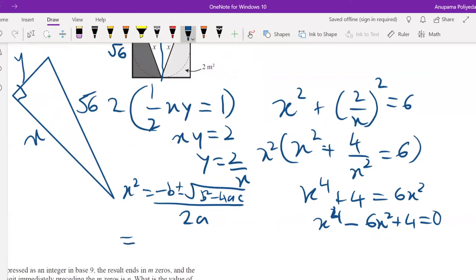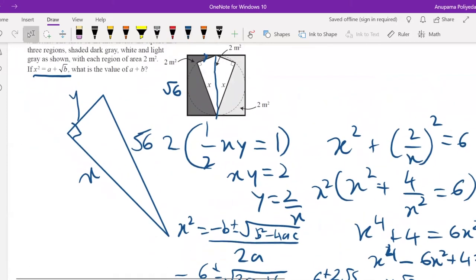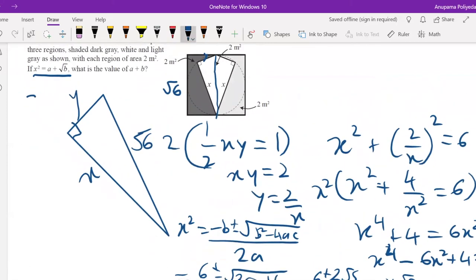b is negative 6. So it's 6 plus or minus the square root of b squared, 36, minus 4 times 1 times 4, or minus 16, divided by 2a, or 2 times 1, 2. So now we have 6 plus or minus root 20, which is 2 root 5, divided by 2. So we get 3 plus or minus root 5. And since we're given that x squared is the plus form of this equation, our answer is 3 plus root 5, or a plus b is 8. And 3 plus root 5 corresponds to x squared, while 3 minus root 5 corresponds to y squared, because they're both solutions in this equation. So our answer is 8.